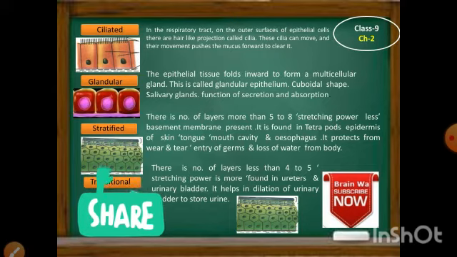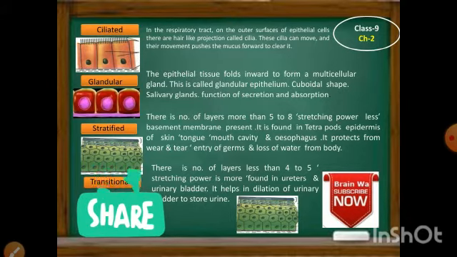In case of glandular epithelial tissue, this is also the modified unicellular of columnar epithelial tissue. These cells are called goblet cells, and mainly it is found in the mucous membrane of stomach. Mucus lubricates the food for easy passage.